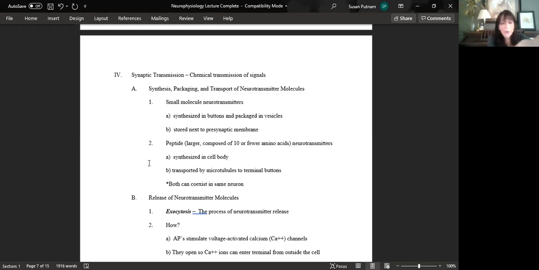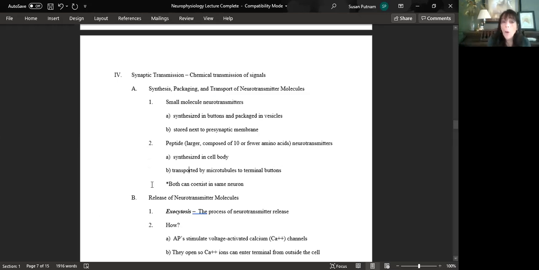Those microtubules are like little shoots that take them right to the end, to the terminal buttons, and carry those molecules so they are available for release in vesicles. They're hanging out, and then we'll see in a minute how they empty into that synapse, the synaptic space between one axon and the next neuron.